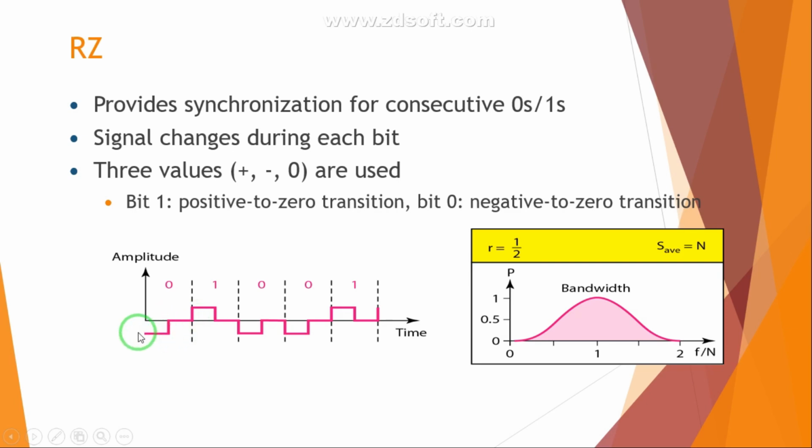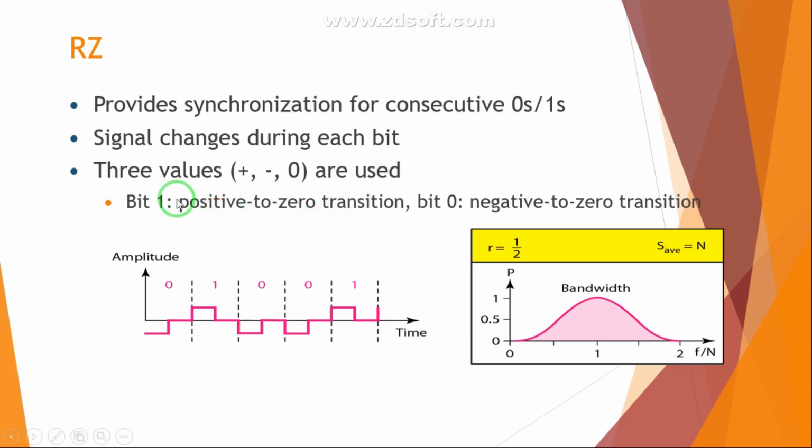For the earlier case, what we have seen is that for each bit duration, the level is not going to change, because it was NRZ, non-return to zero. But since it is return to zero, for each bit it is going to make a transition at the middle of the duration of this single bit. So the signal changes during each bit, and three values we can use: plus, minus and zero.